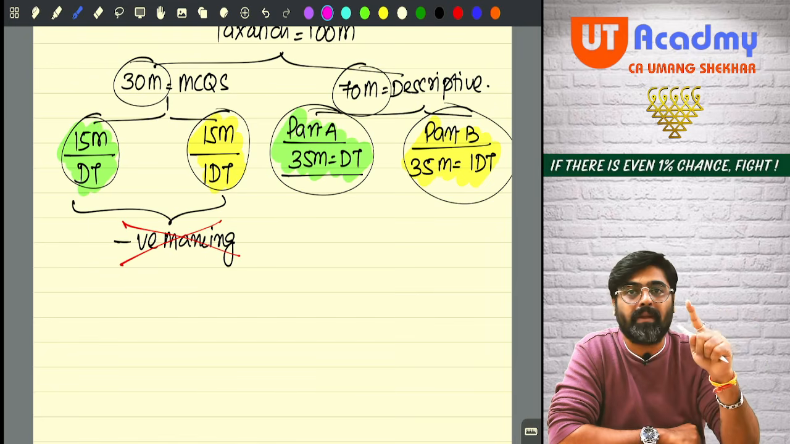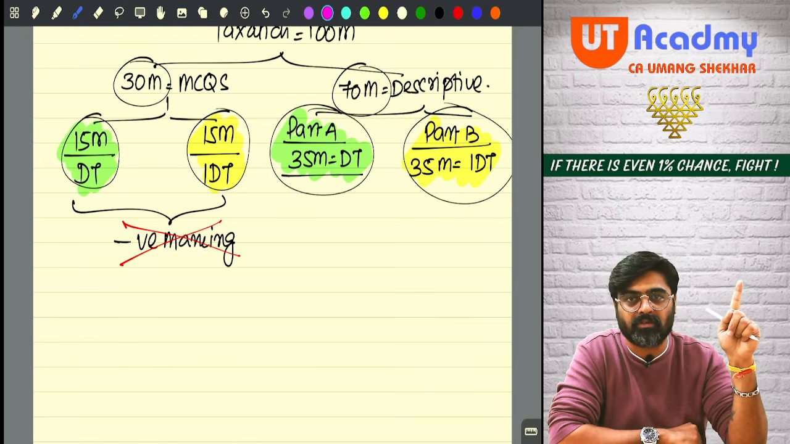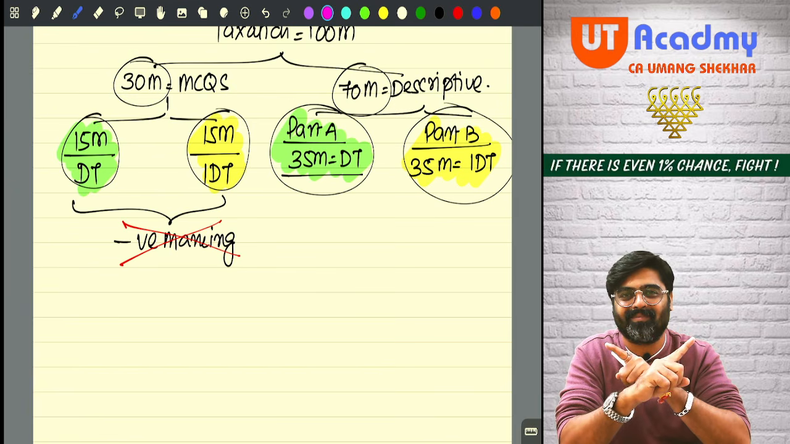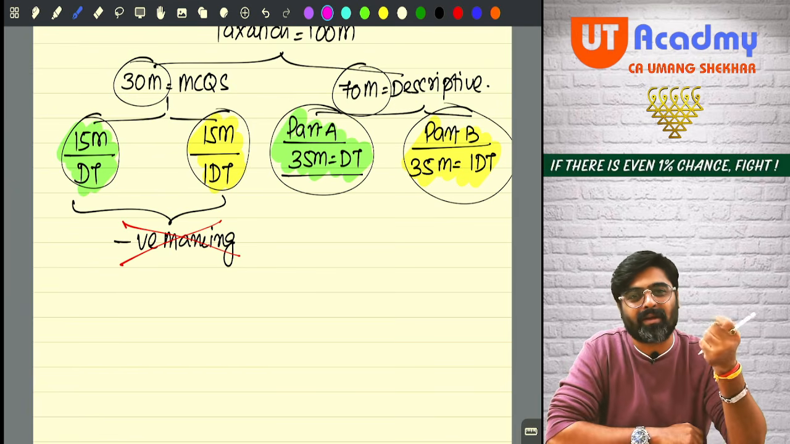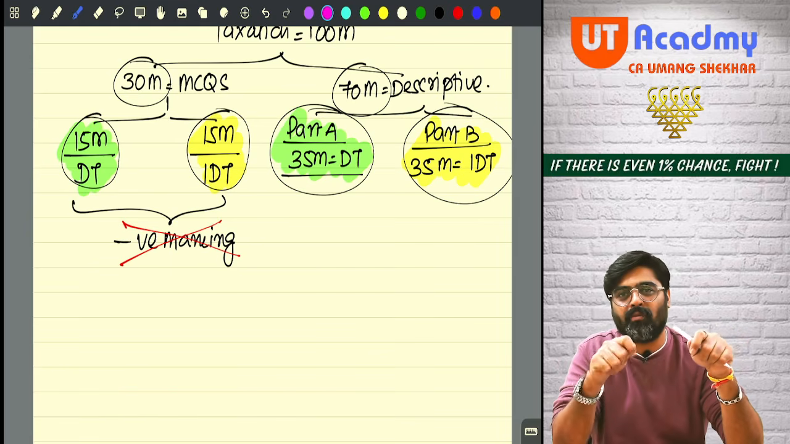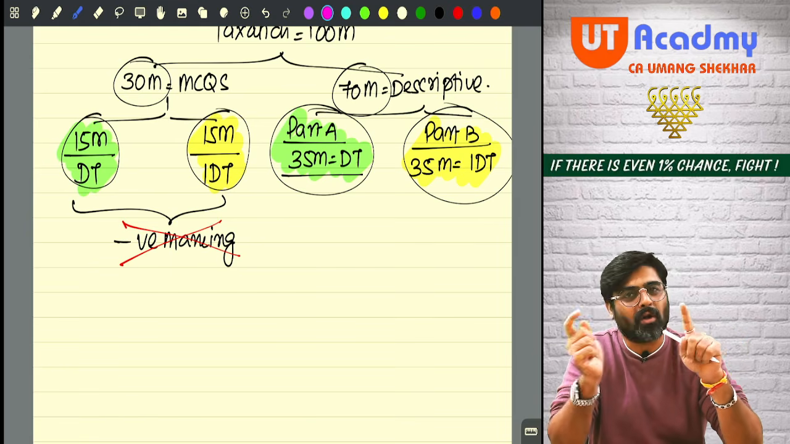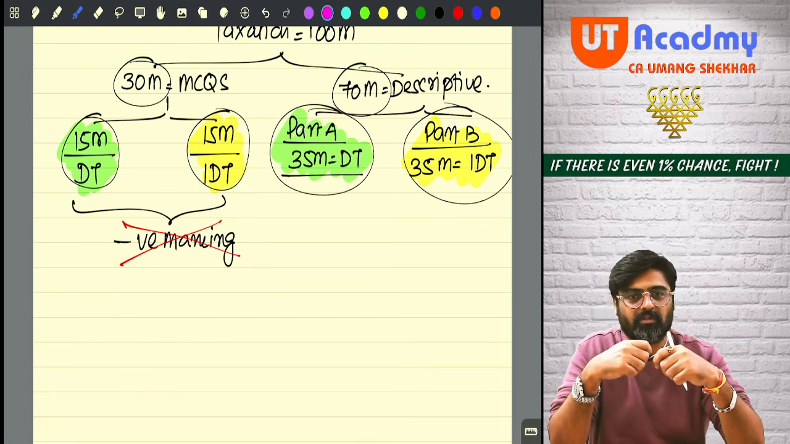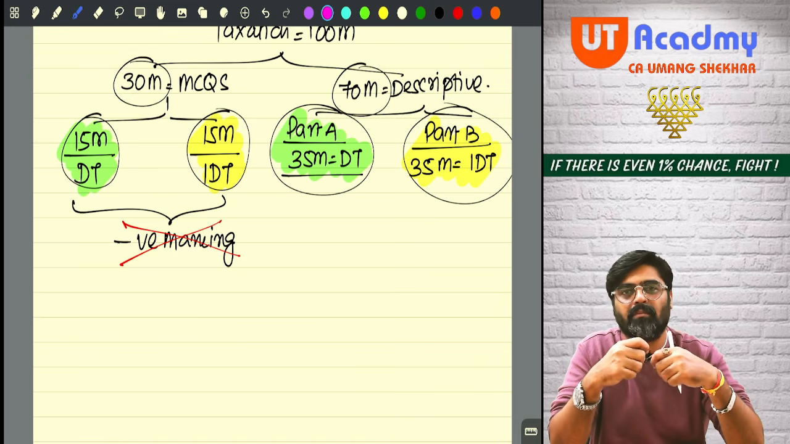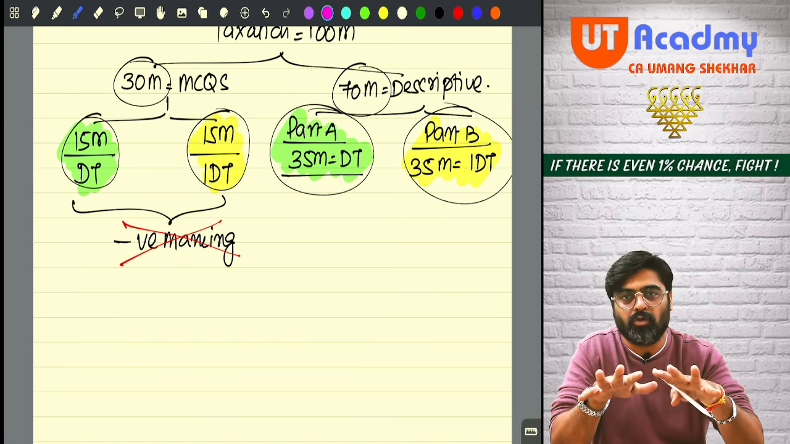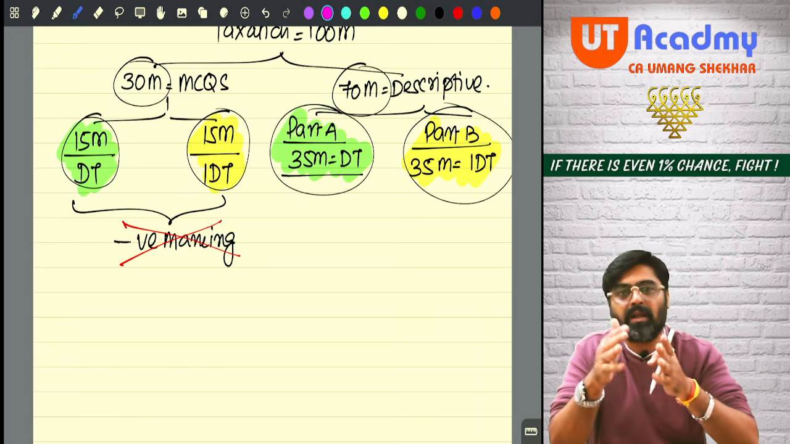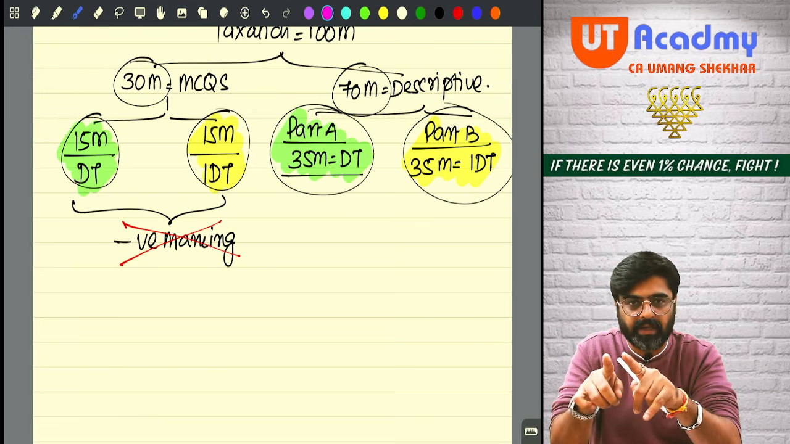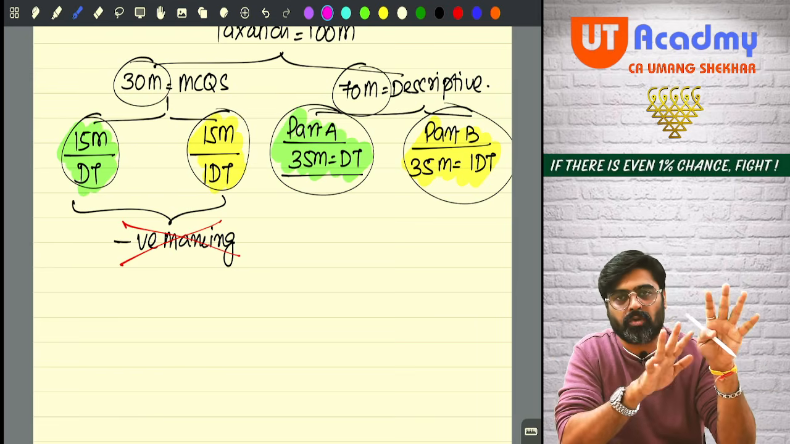Please don't commit a mistake in the exams to swap these things. In your DT paper, you are writing IDT, and in your IDT paper, if you are writing DT, you will not be awarded a single mark. And out of some tension in the exam, due to some stress in the exam, students sometimes commit these kind of mistakes. So please be careful. In the DT answer sheet, you are supposed to write down DT. In the IDT answer sheet, you are supposed to write down IDT.